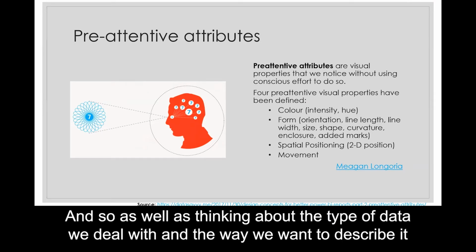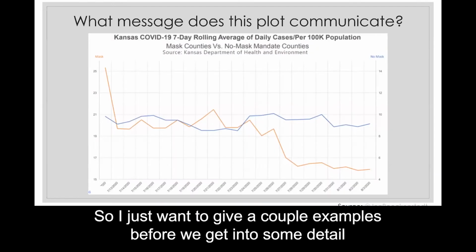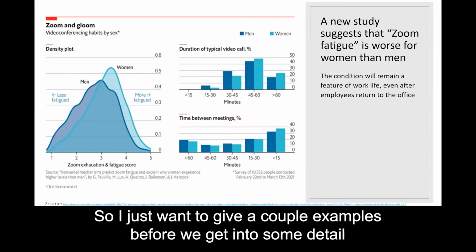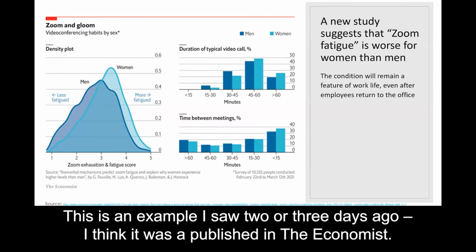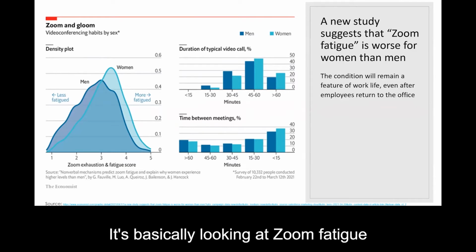And so, as well as thinking about the type of data that we deal with and the way we want to describe it, we also need to think about these attributes. So I just want to give a couple of examples before we get into some detail. This is an example I just saw 2 or 3 days ago. I think it was published in The Economist. And I suspect it's something most of us can relate to, regardless of our gender. It's basically looking at Zoom fatigue.